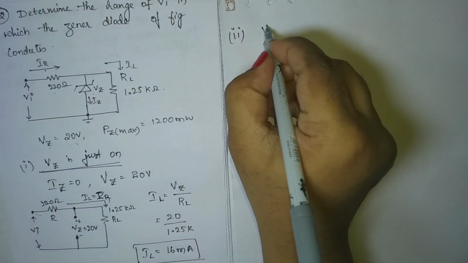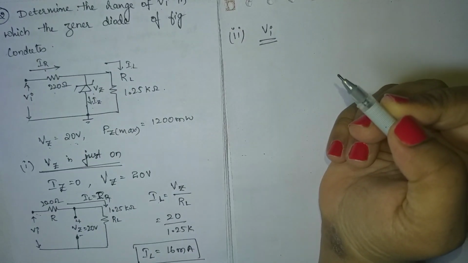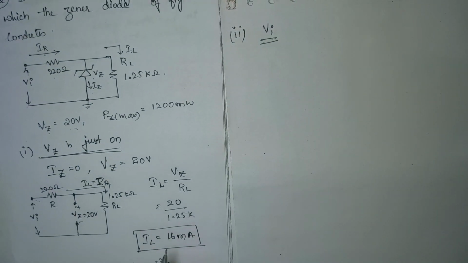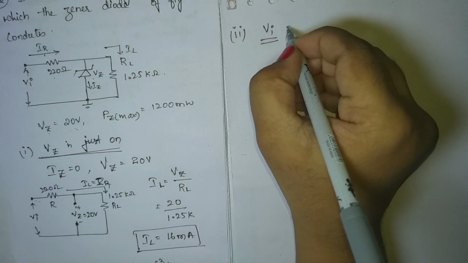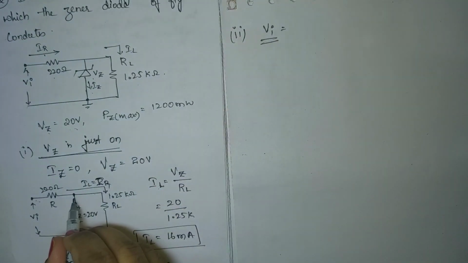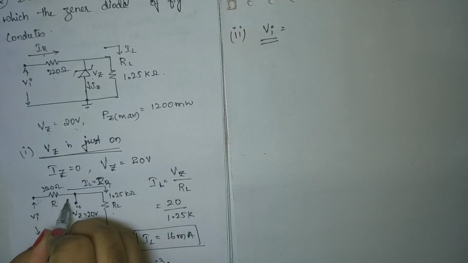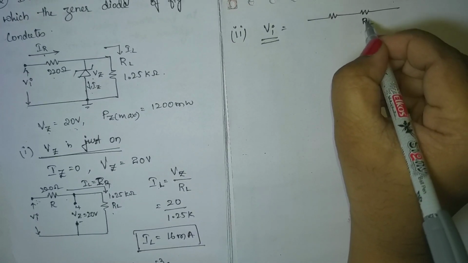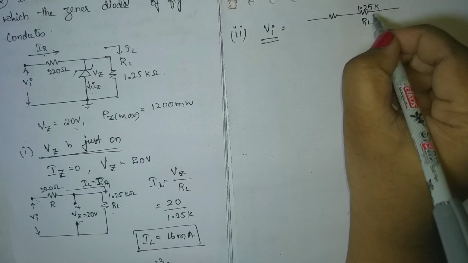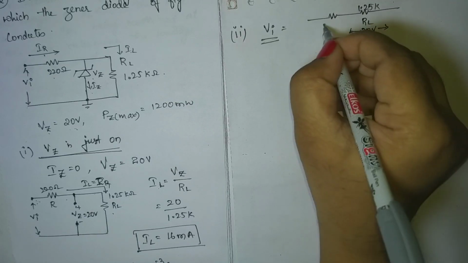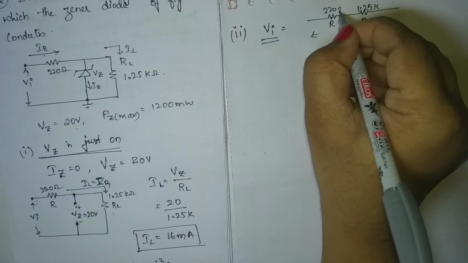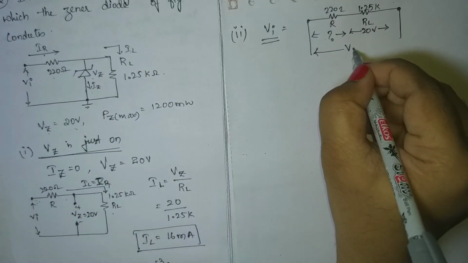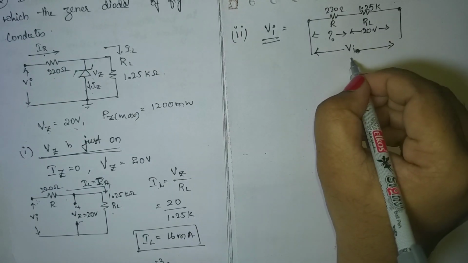Now I need to find Vin. What is the input range? What is the input voltage for this value of current, that is 16 milliamps? It is the voltage drop across RL plus the voltage drop across R. So you have two resistances here. One is RL, which is 1.25K, and you have the voltage drop as 20 volts here. But you have one more R, which is 220 ohm. You don't know the voltage drop here. The total will contribute your Vin.